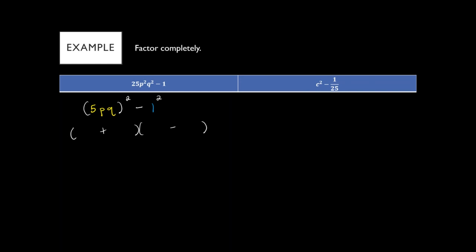So I've got my plus, my minus. We've got 5pq in the front, and then 1 in the back. So it's 5pq plus 1 times 5pq minus 1.